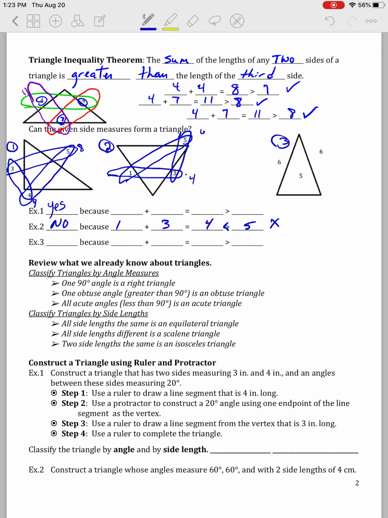Now let's look at example number 3. Can it be a triangle? 6 plus 6 is 12. Is 12 greater than 5? Yes. And this 5 goes down here. What about 6 plus 5? That is 11. Is that greater than 6? It is. And then this 6 plus 5 is 11, and that's greater than the other 6. So yes, that can be a triangle as well.